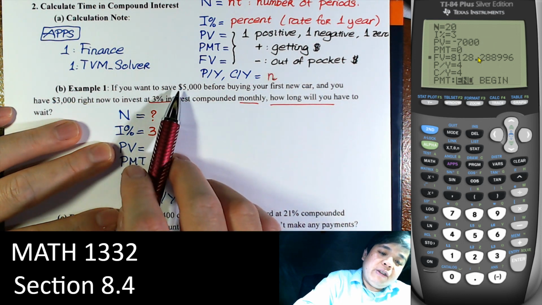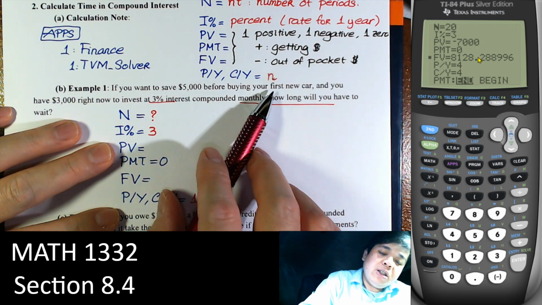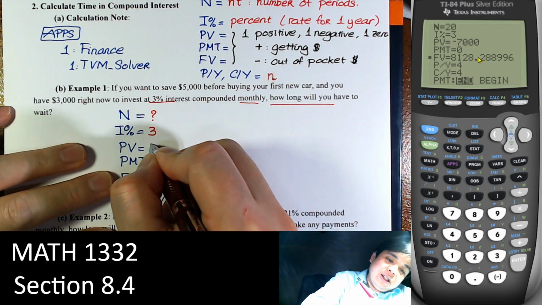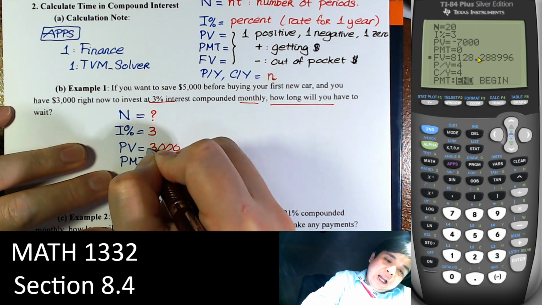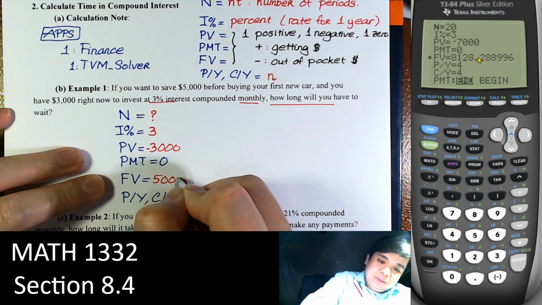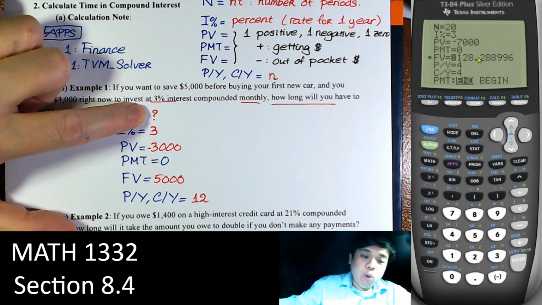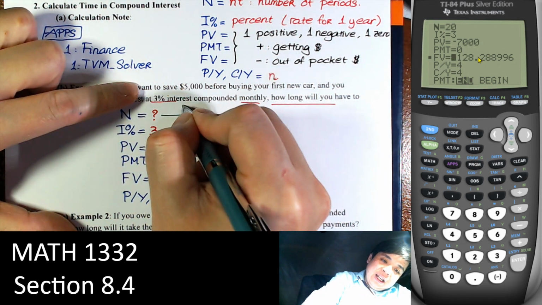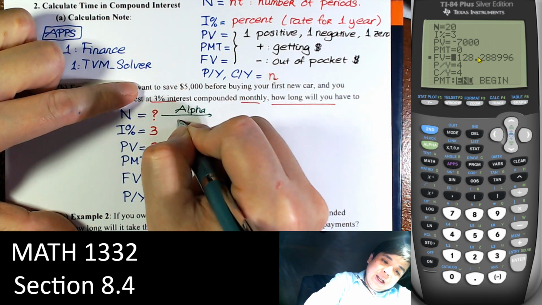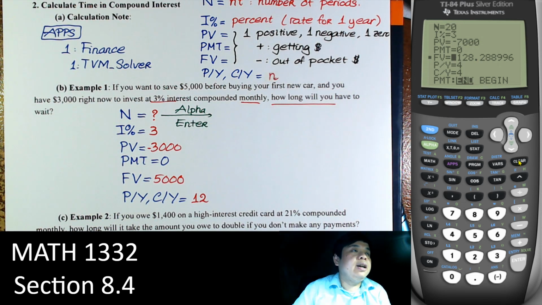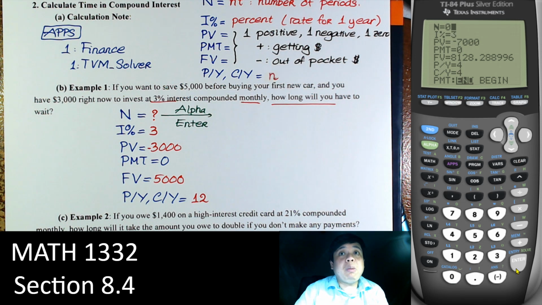And if you want to save $5,000 before buying your first new car, and you have $3,000 right now, so invest $3,000 and hope to get $5,000 later in the future. Right, so we fill out everything here. The only thing left to do is solve for that. So every time we want to solve for anything, highlight that and hit alpha and then enter. Right, so here the original, I don't know what it is, just leave it blank or just type 0. We cannot leave it blank, so I have to type 0. Interest rate 3%, so that's good.